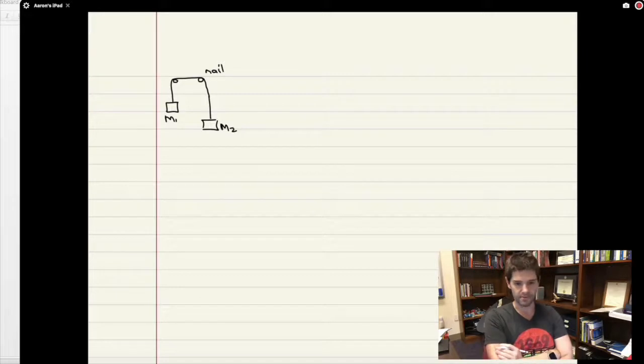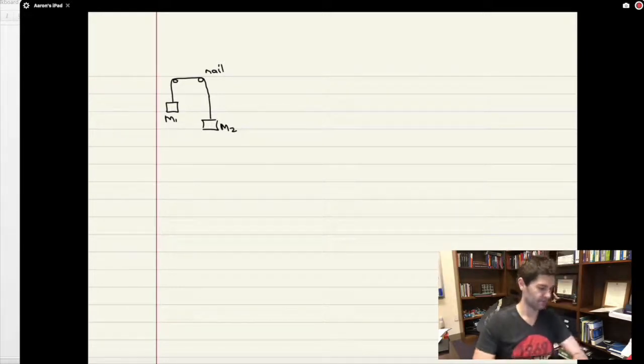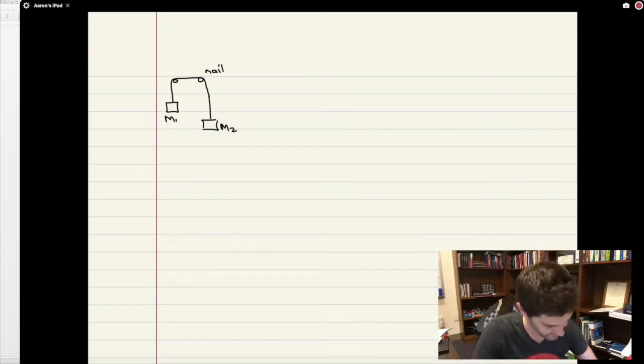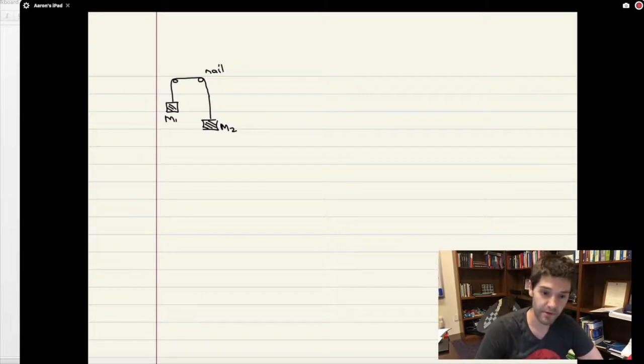And these are smooth ropes, and the nails are smooth, so let's not worry about friction or anything like that. And I could just ask, what sort of tension is being felt by the rope? Are the objects moving at all? How can I analyze this?